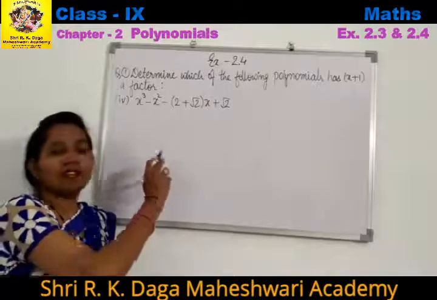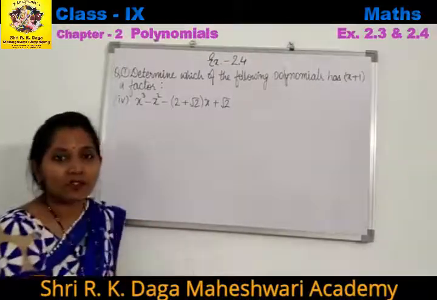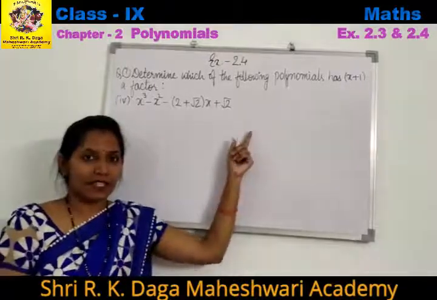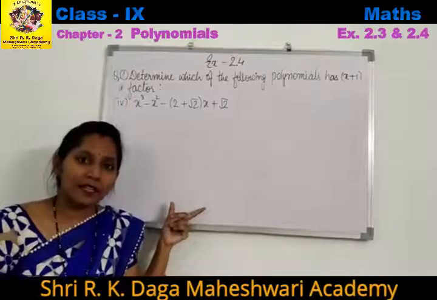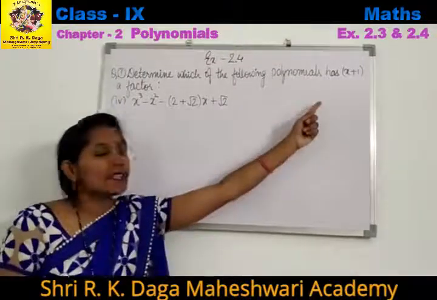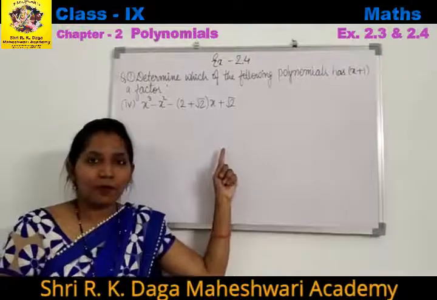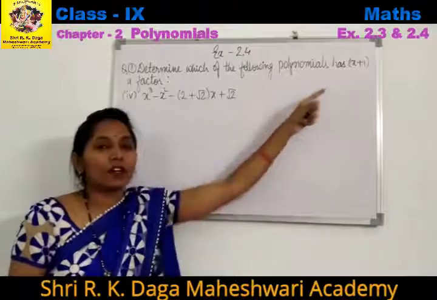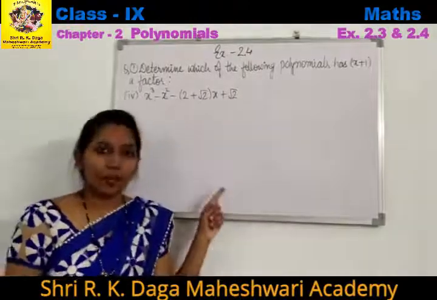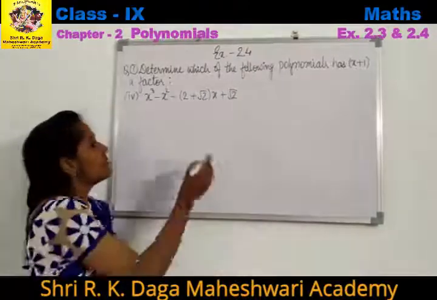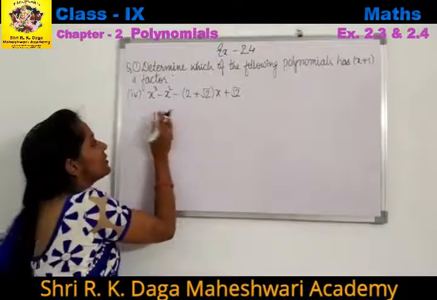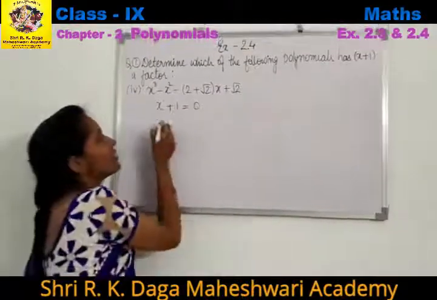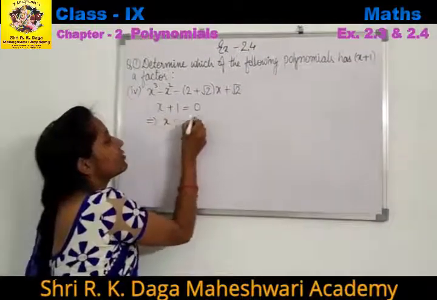For this again we will put x plus 1 equal to 0 and find the value of x. Then we will put the value of x in this polynomial. If the remainder is 0, then it is a factor of the given polynomial, and if the remainder is not equal to 0, then it will not be a factor of the given polynomial. So let's check for this. x plus 1 equal to 0. When we put this equal to 0, we get x equal to minus 1.